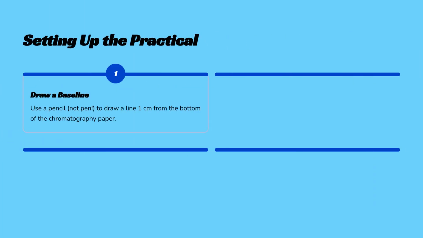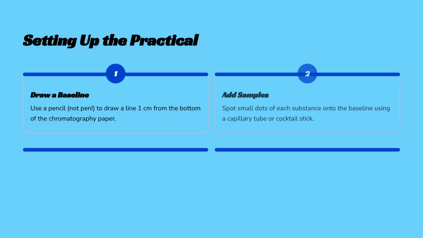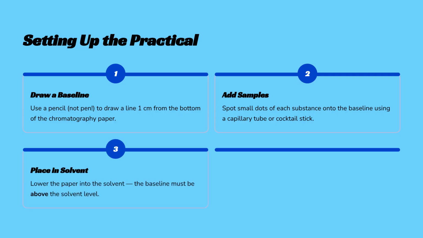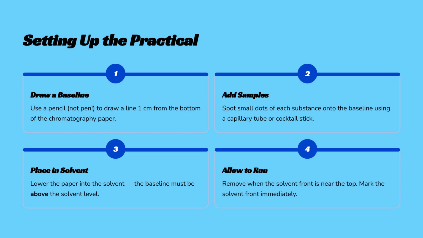To set up, draw a baseline in pencil, not pen, 1 centimeter from the bottom of the paper. Spot small dots of your samples onto this line. Lower the paper into the solvent, ensuring the baseline remains above the solvent level. Allow it to run and mark the solvent front immediately when removing the paper.